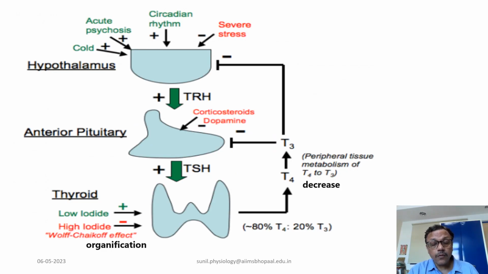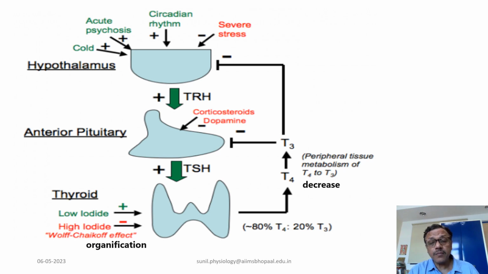Now from the thyroid gland, 80% of the T4 is formed and only 20% of the T3 is formed. When required, T4 is converted into T3 by the D1 and D2 enzymes in the liver and the kidney, which is the peripheral conversion of T4.